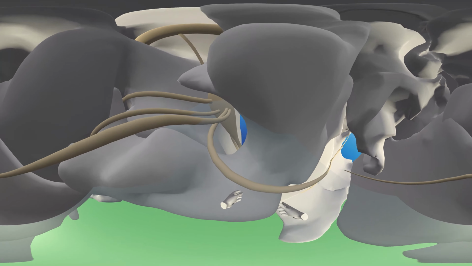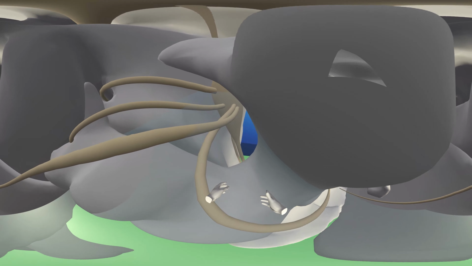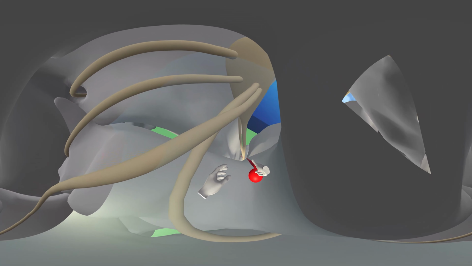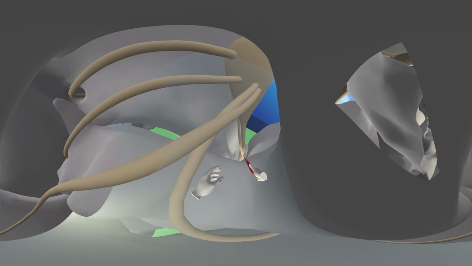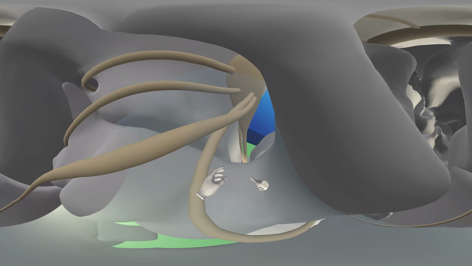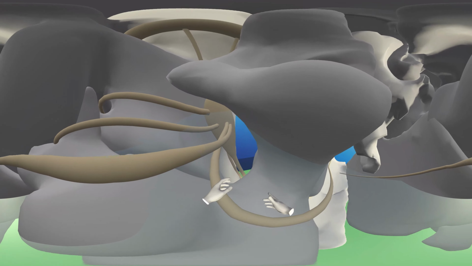Now, where's that inferior one coming from? It's actually a branch off of our palatine, off of our greater palatine nerve right here. So it comes off way deep down in the PT fossa.